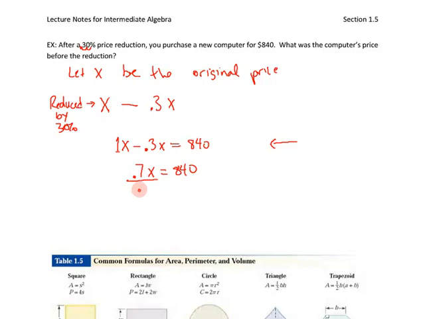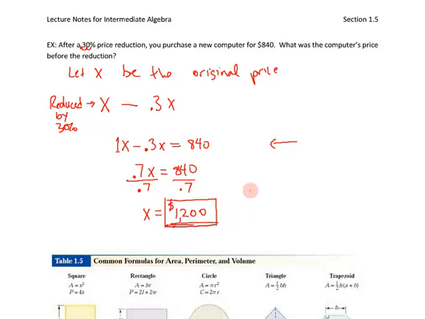If I divide both sides by 0.7, x is equal to 840 divided by 0.7. I can plug that into my calculator, or I can move decimal numbers around. I think I end up with $1,200 was the original price.